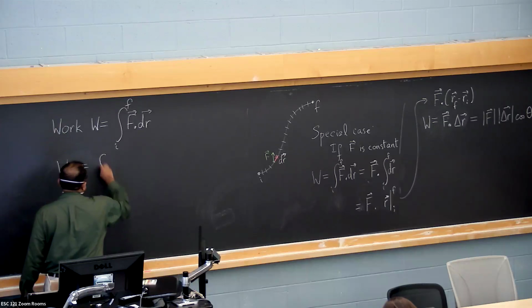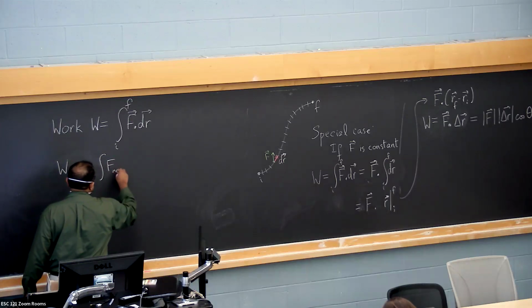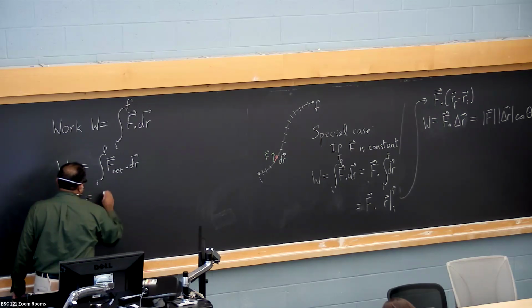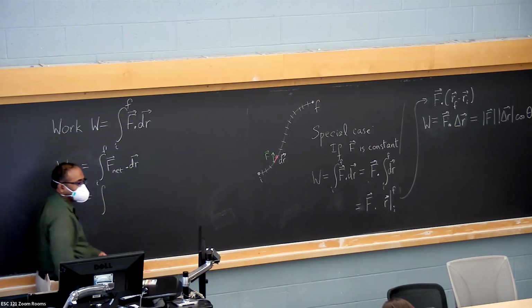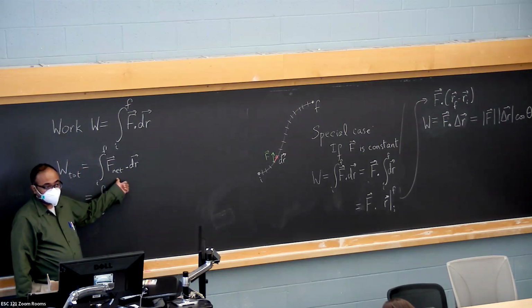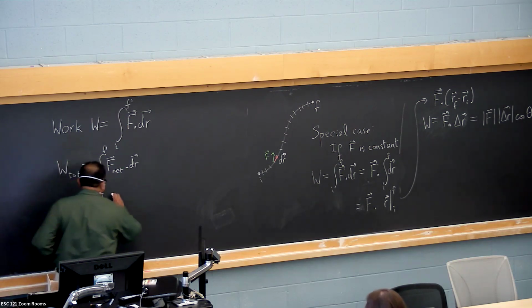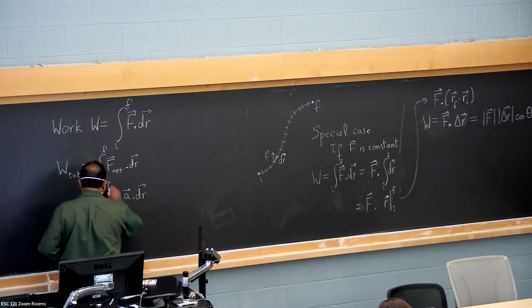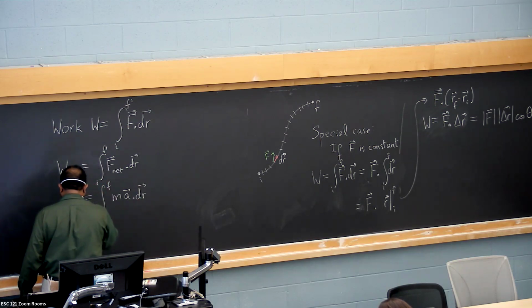So then we put it in the total work. That would be the integral of F net dot dr. But by the second law, F net is equal to m a. Right, we're assuming mass is constant.